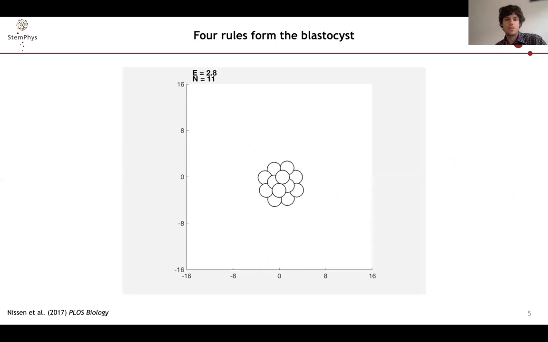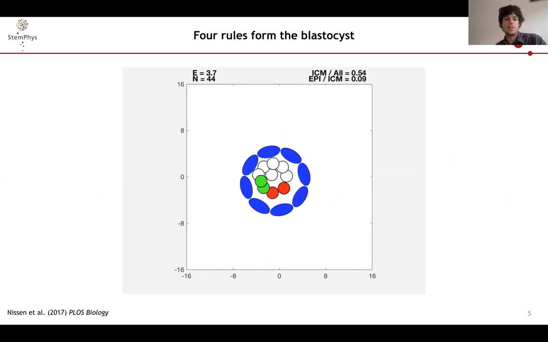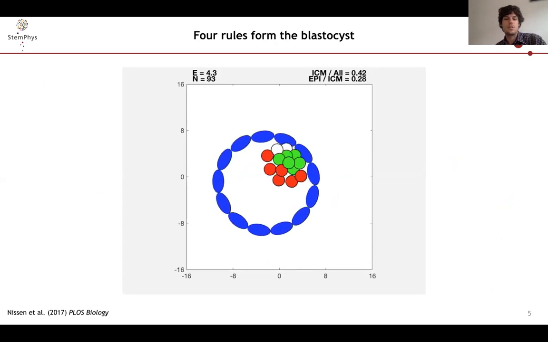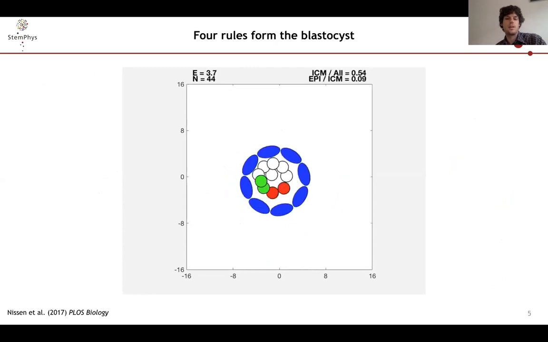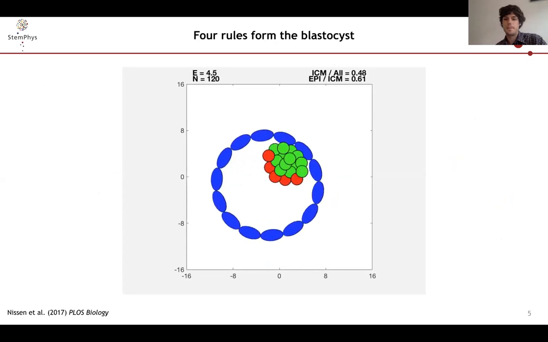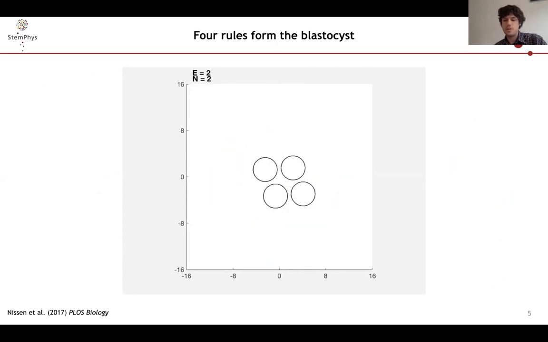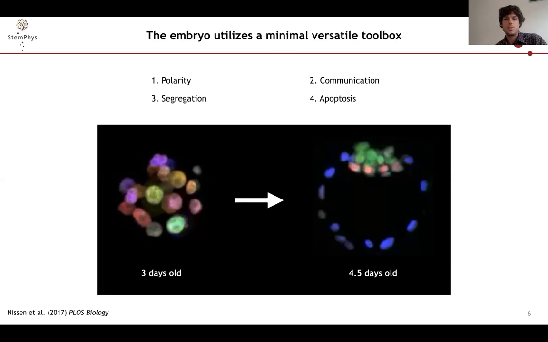We also did three-dimensional simulations in the paper, and we used this for making experimental predictions that we tested and confirmed experimentally, which you can find in the PLOS Biology paper. All right, but for now, I just want to recap and focus on cell polarity. It seems like, going a little bit quick here, that the embryo utilizes a minimal versatile toolbox.